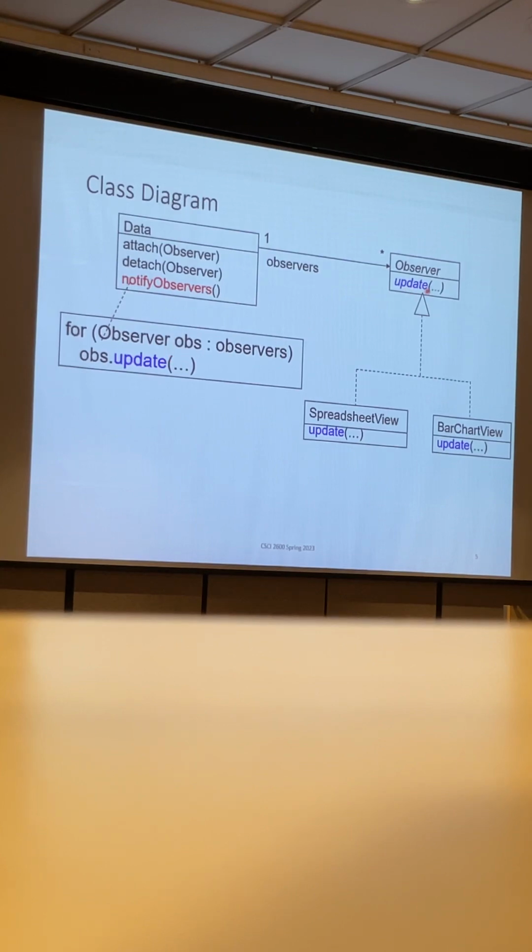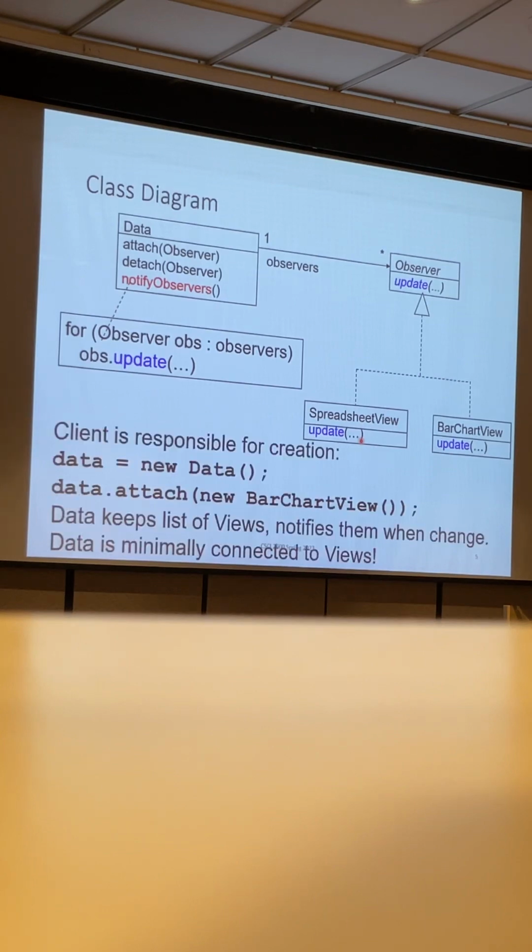So method update is prescribed by the interface Observer, and each specific observer, each specific view, will have its own implementation of update. Because of course, these views are very different. One is a spreadsheet, another one is a bar chart. All right, so that's how it would be happening when we create a new instance of our model, and then we want to attach a view, attach an observer to our model. So the model internally will keep a list of all observers, all those who are interested in being notified when data changes.